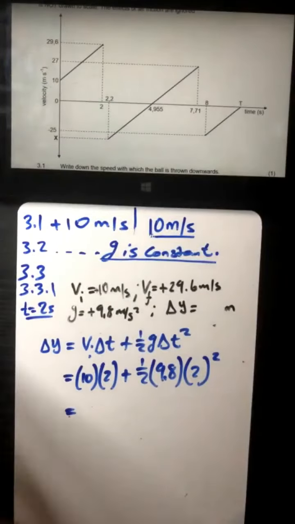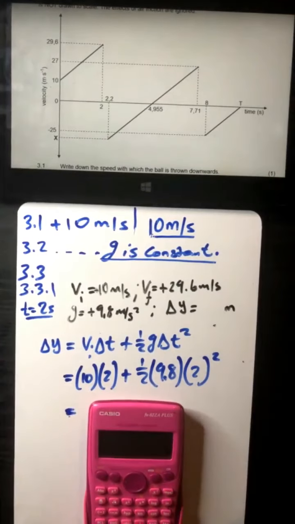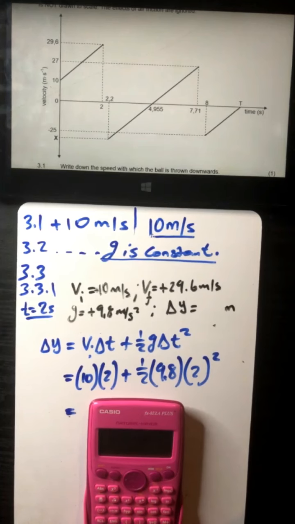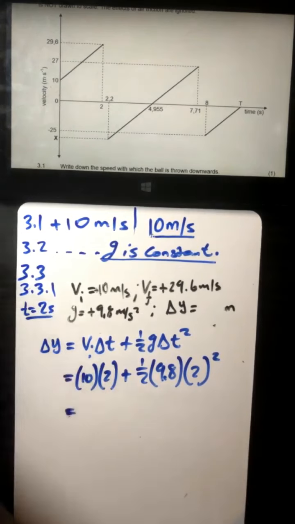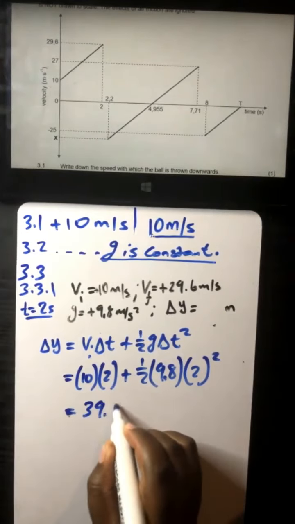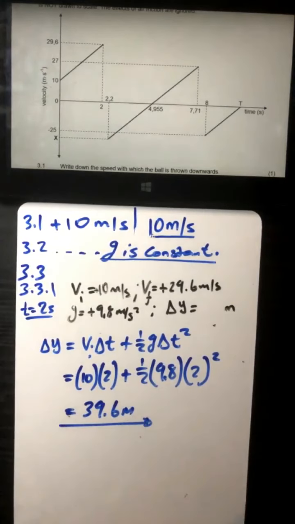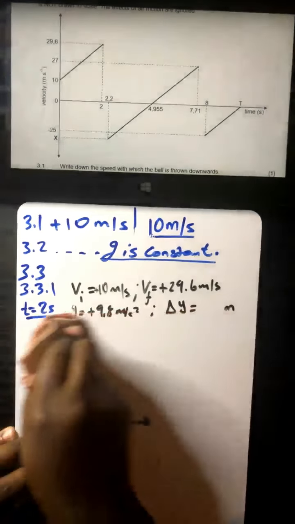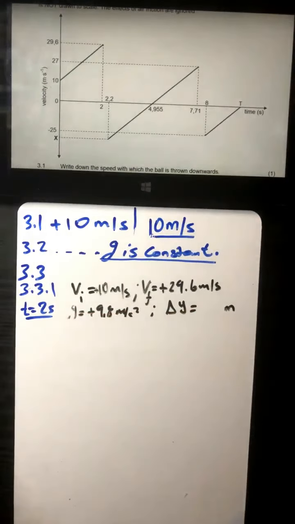Then you can just punch all of this on a calculator and check if you get the same answer as we got using the other formula. So 9.8 times 2 squared, 39.6. So I'm still getting 39.6 meters. So Mr. D, this is an indication that you've got multiple ways in which you can answer this question. Now I'm going to remove all of these and try to use a different formula.